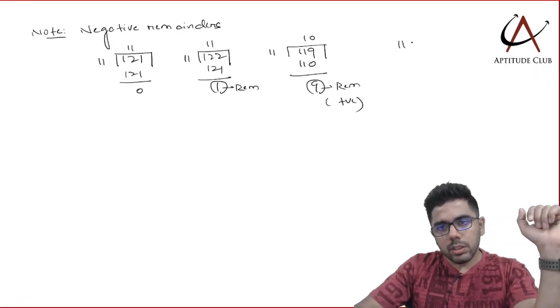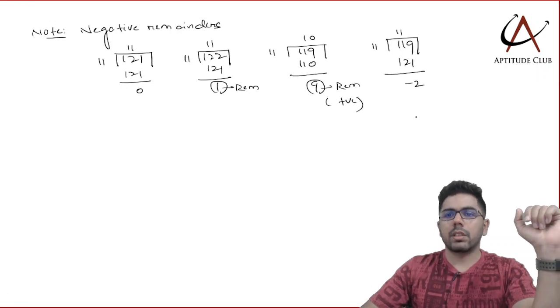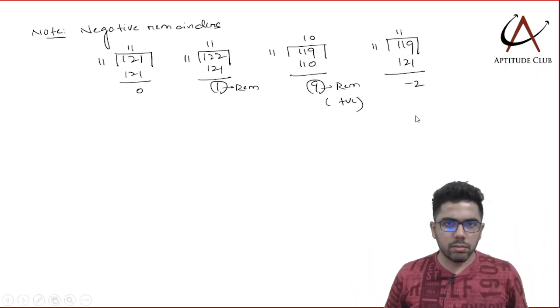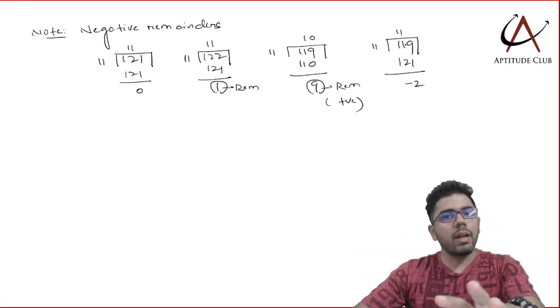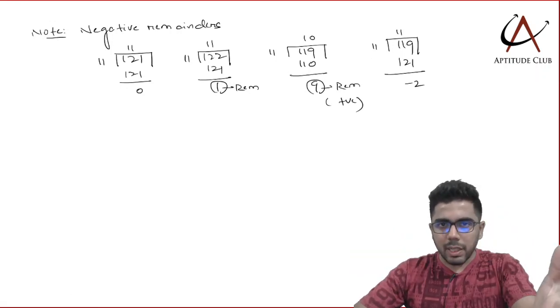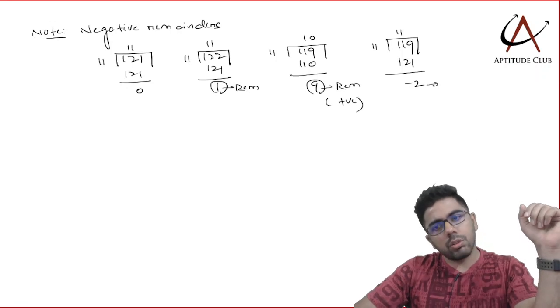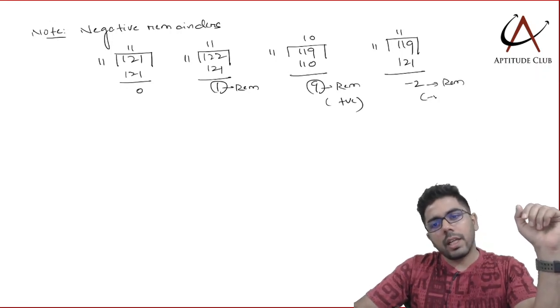Now what if I do this? Is this wrong? I'll write 11 into 11 is 121 and I'll just subtract this. Mathematically this is also correct, isn't it? There is nothing wrong. Now this is not conventional and we don't divide it in this way, but this is not mathematically wrong. So this 2 is also the remainder and we call it the negative remainder.